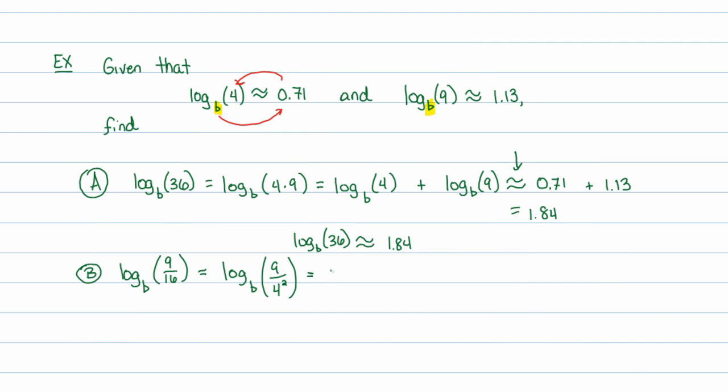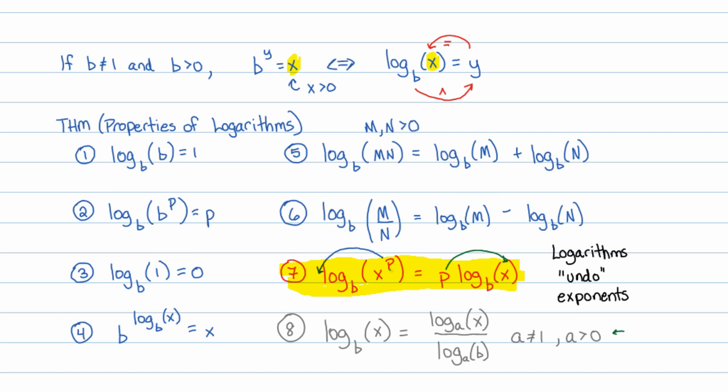So this is equal to log base b of the numerator, which is 9, minus log base b of the denominator, which is 4 squared. Now this is still not good enough because I do not know what log base b of 4 squared is. I know what log base b of 4 is. So I go back to my properties. I'm hoping that I have a property that allows me to do something with that exponent. And I see the one that's highlighted here, which is the most important property of logarithms. That's the one that says I can pull exponents out front. As long as I have one object in there raised to a power, I can pull that power out front.